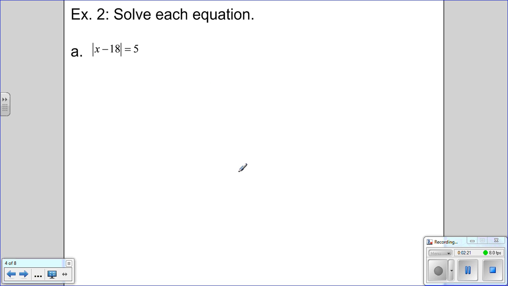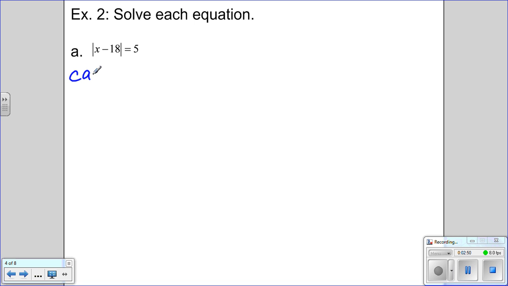All right, let's try an equation. Okay, so we learned a couple slides ago that sometimes absolute value equations have two solutions. The reason is, in this case here, the absolute value of x minus 18 equaling 5, there's two possibilities, right? We could have the absolute value of negative 5 equaling 5, or we could have the absolute value of positive 5 equaling 5. So you need to set up two cases anytime you're solving an absolute value equation.